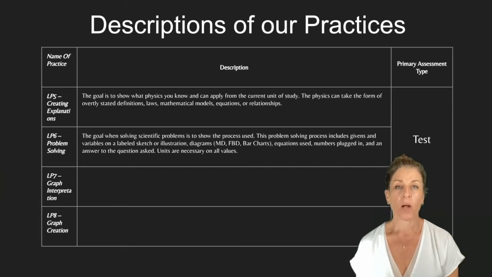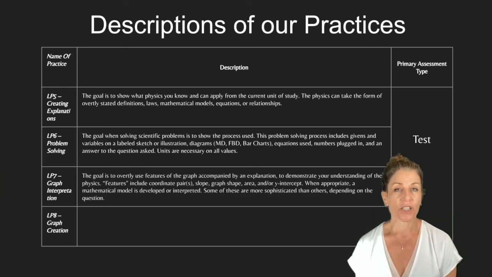For the next one, problem solving, the goal is that when you solve a scientific problem, you should show the process you used. This problem solving process includes givens and variables on a labeled sketch or illustration, relevant diagrams, the equations used, numbers plugged in, and an answer to the question asked with units on all values.